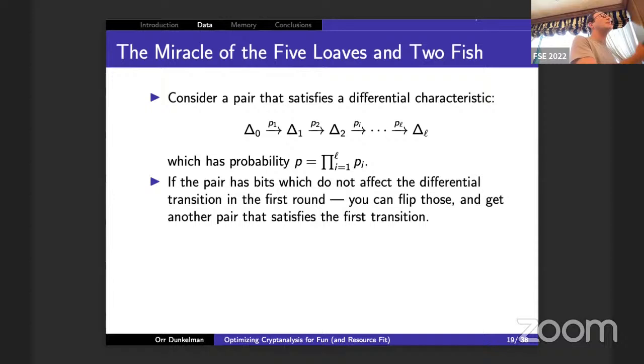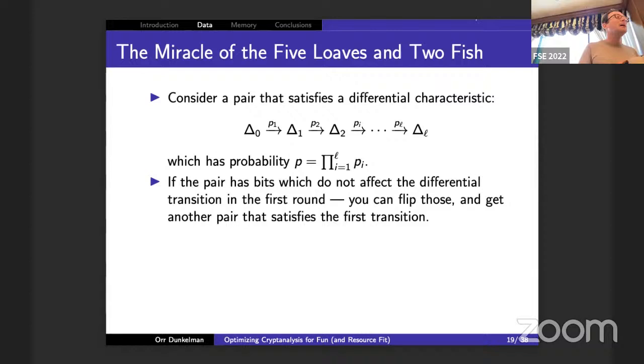Now, this is a single pair. Sometimes I need many pairs. For example, as I mentioned before, in hash function cryptanalysis, but also in block cipher cryptanalysis. Sometimes I want to take a single pair that satisfies the transition and generate many, many other friend pairs, which will have better properties or nicer properties. So this exists, for example, in some of the attacks we had on Kasumi. So once you find a pair, you can easily transform it into multiple pairs.